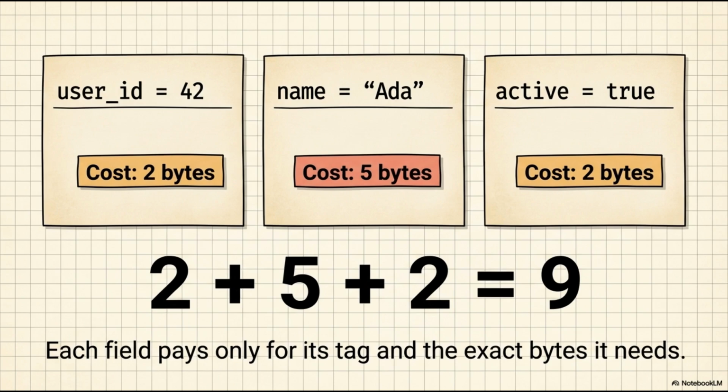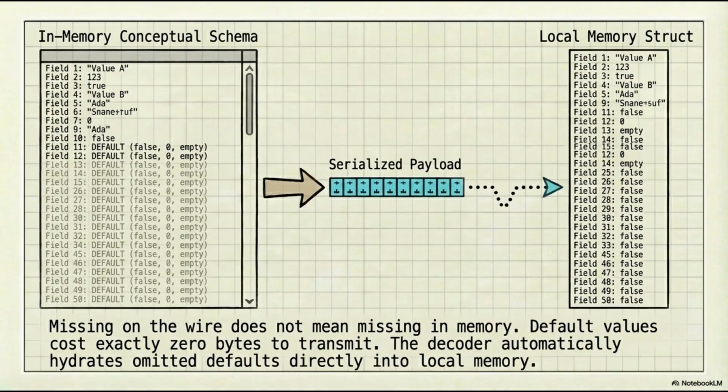But wait, what happens if a field isn't explicitly set by the engineer? Say the active Boolean wasn't true, say it was false, which is its default state. Does it still take 2 bytes? This is a crucial optimization known as the 0-byte trick. If a field is set to its default value, false for a Boolean, 0 for an integer, an empty string for text, Protobuf does not encode it on the wire at all. It just completely drops it from the payload. It costs 0 bytes. The serialized message omits it entirely.